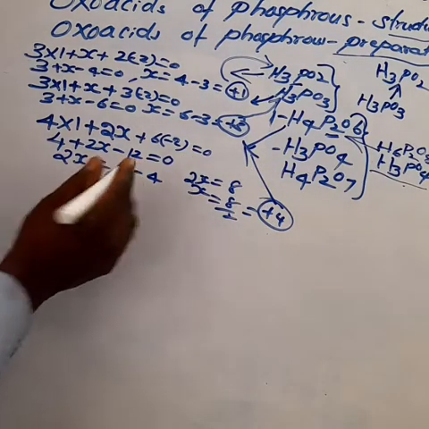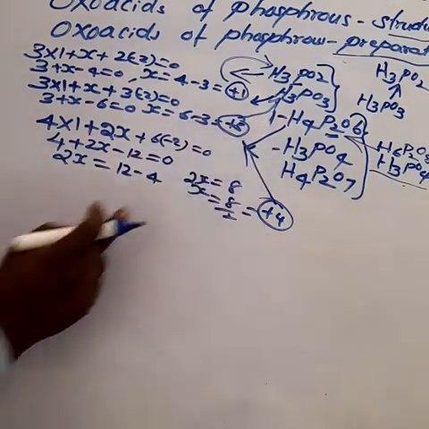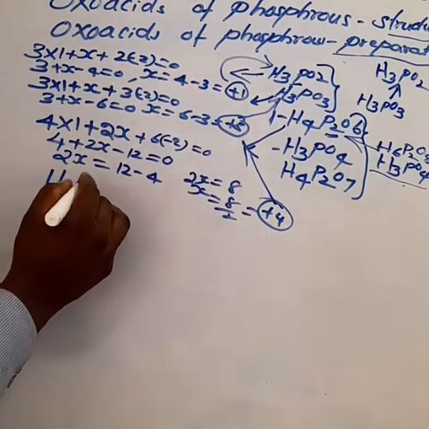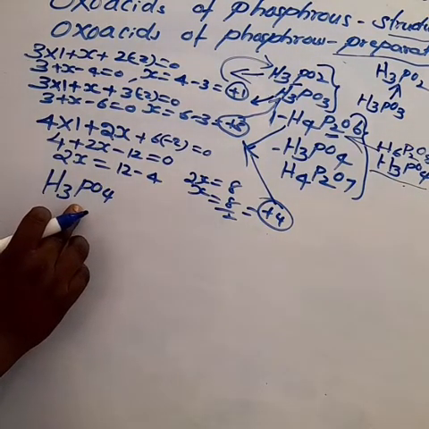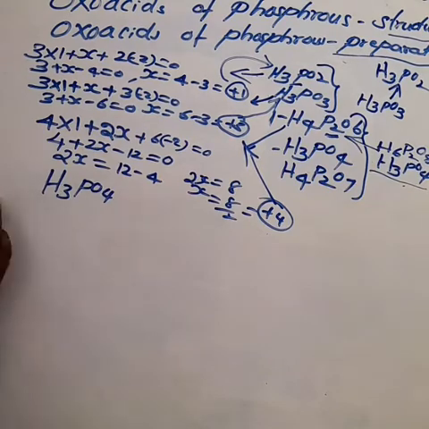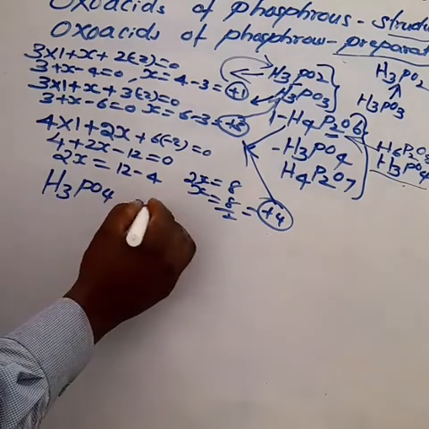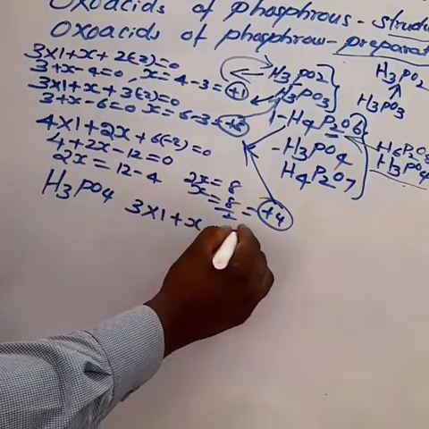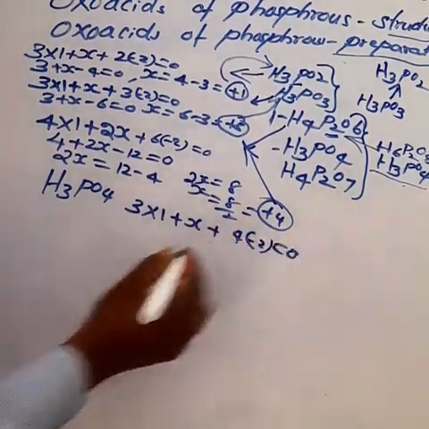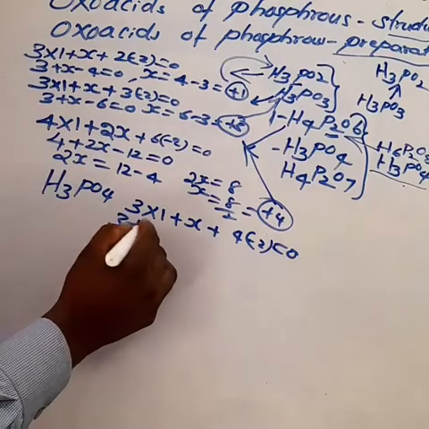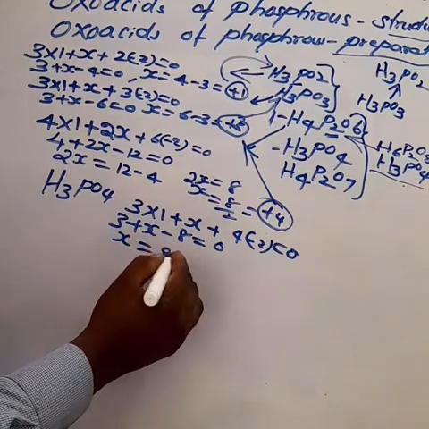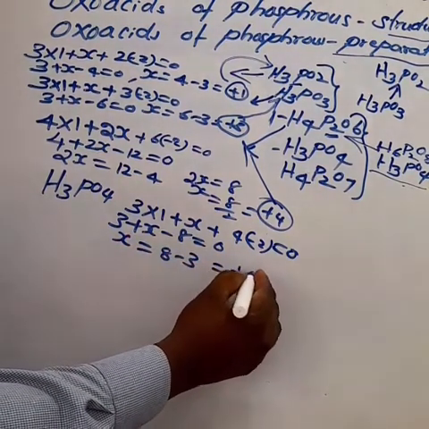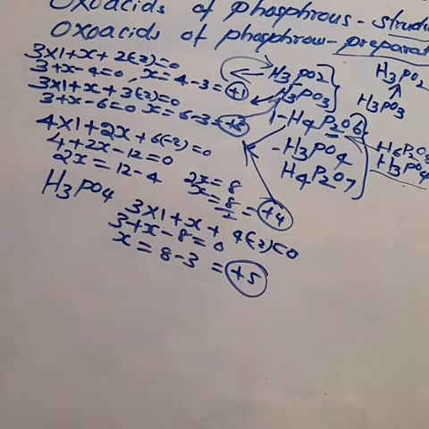Plus 4 oxidation state. What about the orthophosphoric acid? What is the formula? H3PO4. 3 into 1 plus phosphorus taken as X plus 4 into minus 2 equal to 0. 3 plus X minus 8 equal to 0. X is equal to 8 minus 3. X is equal to plus 5. That is the oxidation state of orthophosphoric acid.